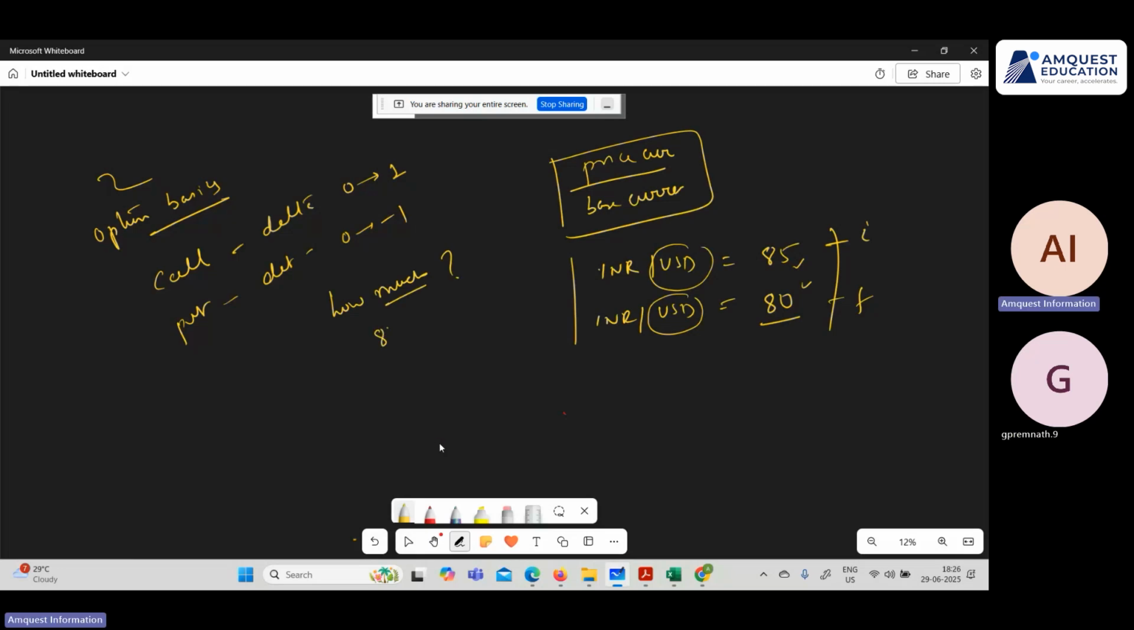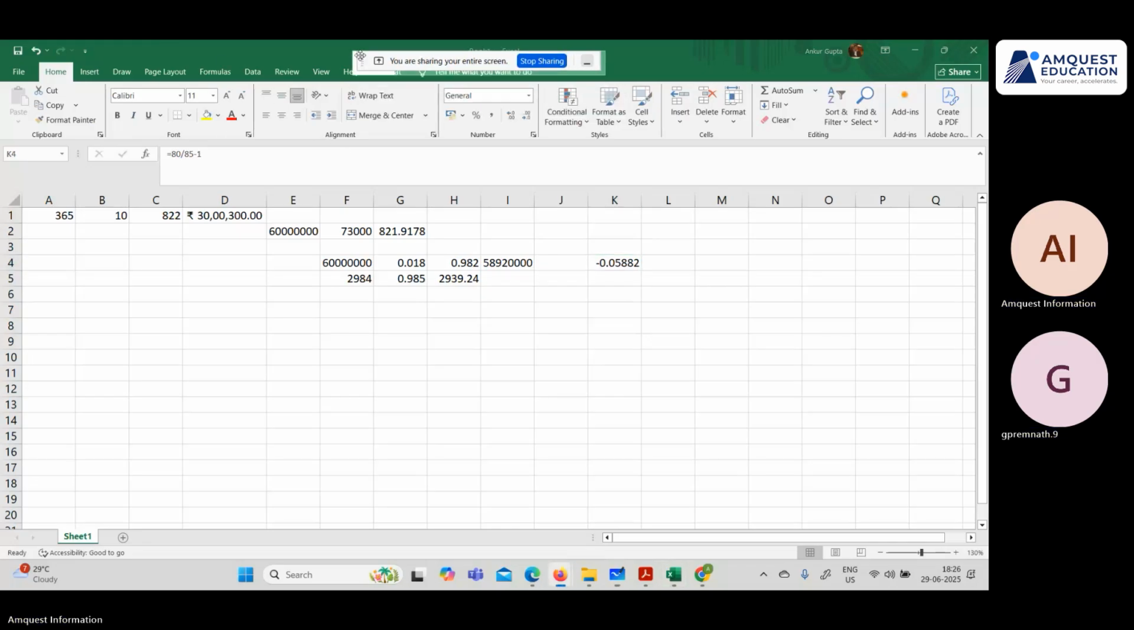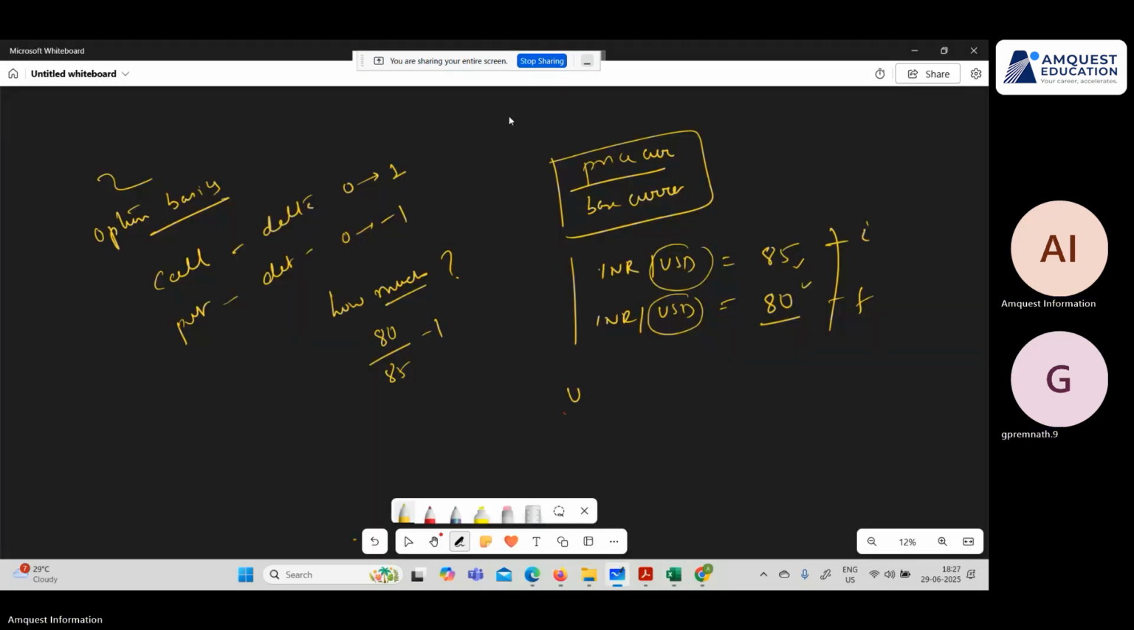So can I say that this is final by initial minus 1? If I really do this, then can I say this is 80 divided by 85, minus 1? Is it right to say that my USD has depreciated by 5.88%? USD has depreciated by 5.88%. And is it also right to say that INR has appreciated by 5.88%?